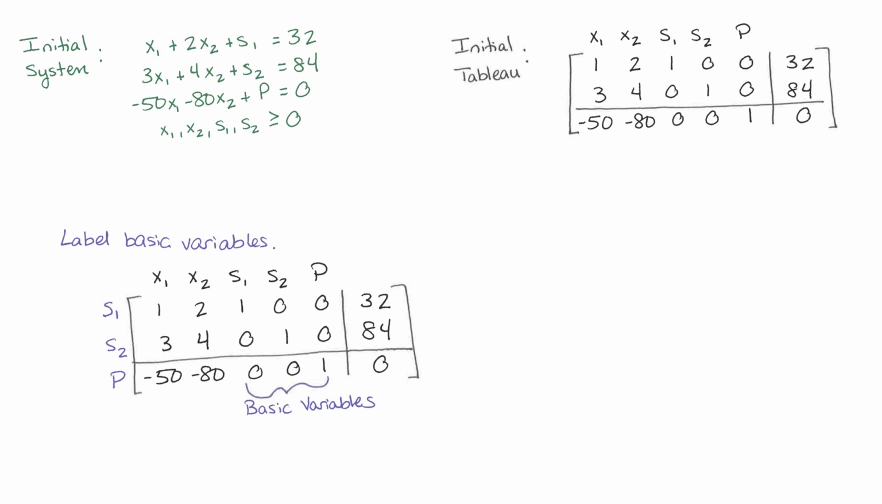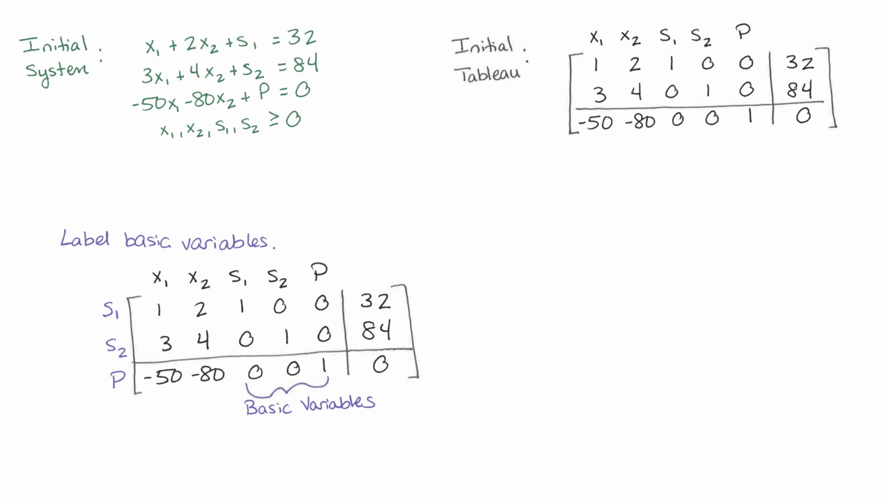S2, I have 0, 1, 0. Again, mostly zeros, one non-zero element. And the P column, 0, 0, 1. So our basic variables are S1, S2, and P.